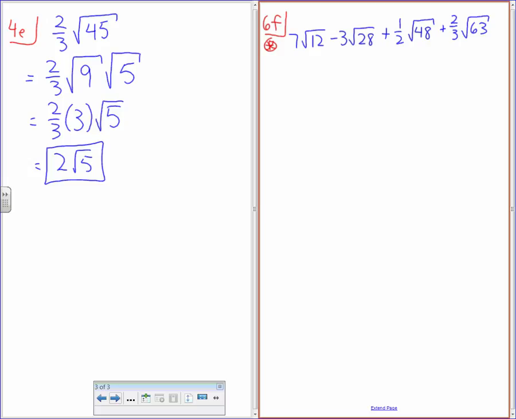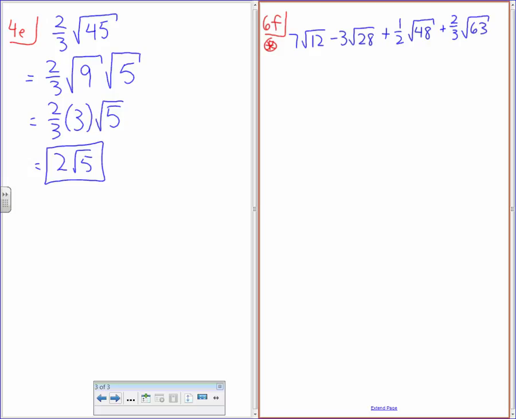This question's so cool, I'm going to use 4 colors. I'm a color person, maybe you aren't. But what I'm going to do is the 7 root 12 in black, the negative 3 root 28 in red, and just use the 4 colors that I have there to help simplify it. Now, remember what we said yesterday? You can only add and subtract things that have the same square root. So right now I can't do anything with those, so I have to break them all down.